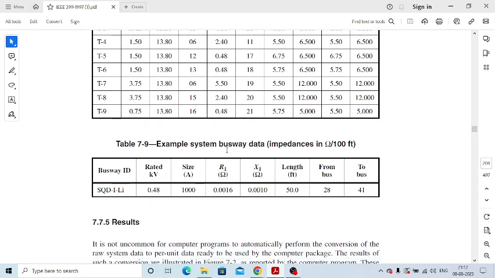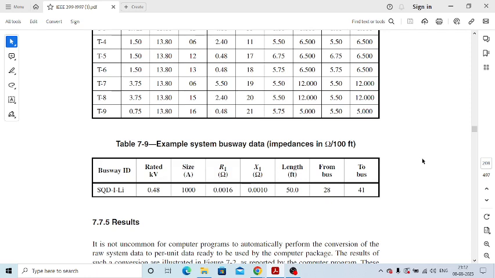Then busway means it's a bus duct. It is like our cable or transmission lines; similar to cables and transmission lines, a busway or bus duct is used to transfer power from one place to another. Mostly these types of busways are used in the low voltage system, and in some locations in the medium voltage system.